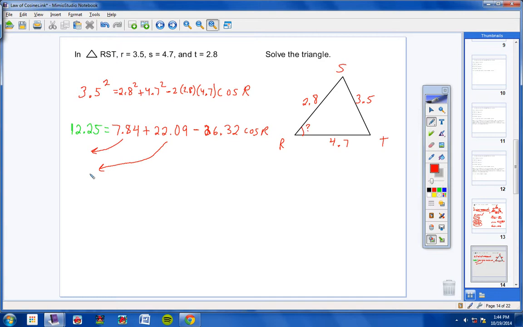So 12.25 minus 7.84 minus 22.09 gives me negative 17.68 equals negative 26.32 cosine of r. Now, because these are multiplying, now we divide both sides by negative 26.32. Okay? Hopefully that makes sense.